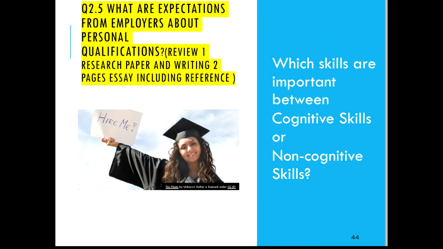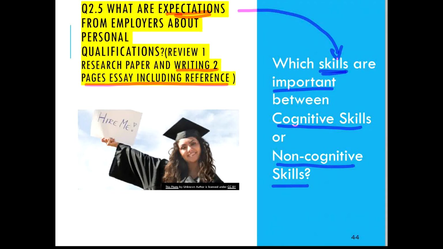For the research paper, you have to review one research paper and write a 2-page essay including references. I expect that you search for the research paper from the database of the Khon Kaen University Library. Which skill? Expectations about skill are important, between cognitive and non-cognitive skill. Cognitive is IQ, non-cognitive is EQ, and related to personality.